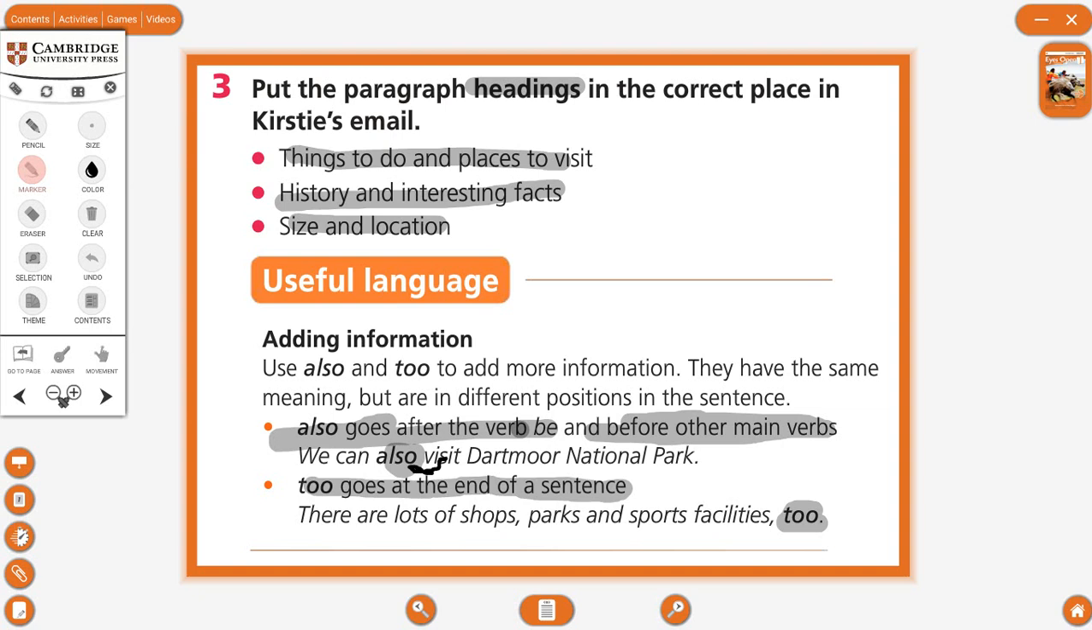Adding more information, we use also and too. We use also after the emizar and before the main verb. We use too at the end of the sentence. Don't forget that. Please write today's information about also and too in your notebook. This is important for you.